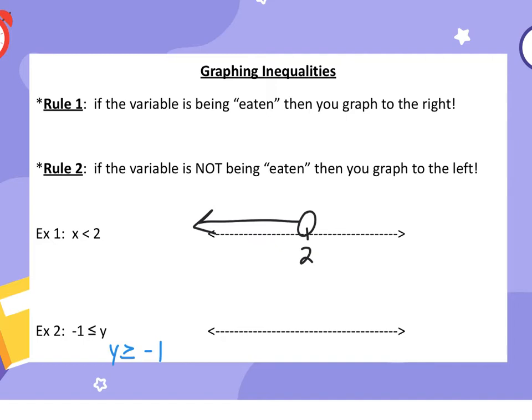All right, I'm seeing a lot of good answers. So we put that -1 on our number line. Open or closed dot? Closed. And left or right? To the right, because y is greater than or equal to -1. So it is going to be closed dot to the right. The y is being eaten. Questions on that? This all coming back to us now.